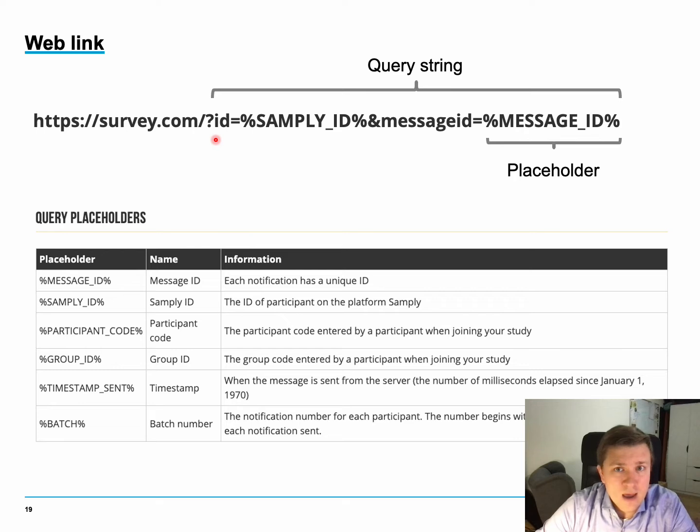First, I add a query string to the web link of my survey. Then I add a placeholder. In this way, I can include the following information in the link: the message ID, the participant ID and participant code, the group ID, the timestamp, and the notification number. Now, on the side of the web survey, I can read these values from the query string and save it into the database together with the survey responses.